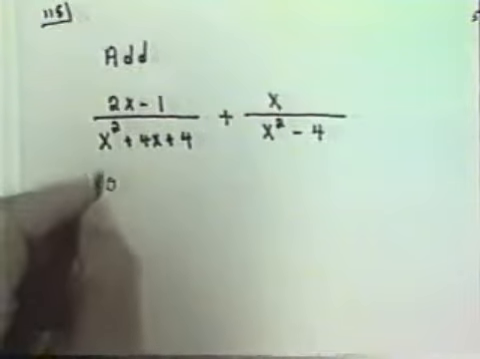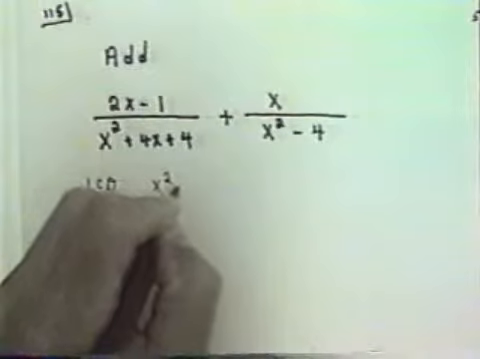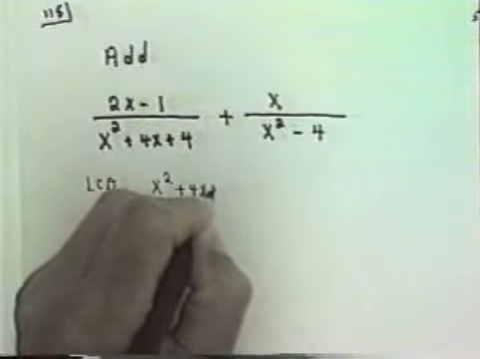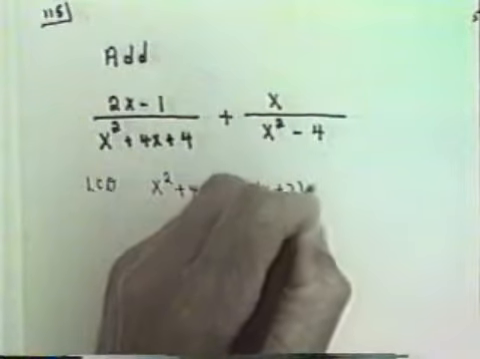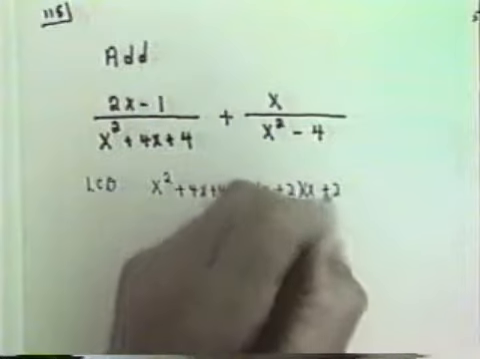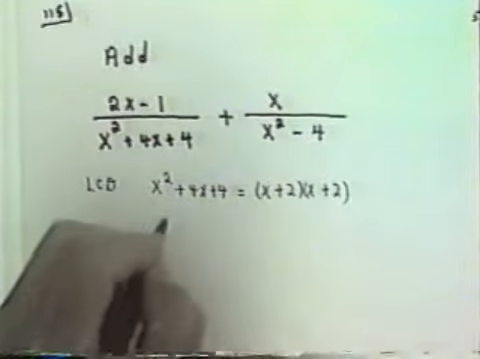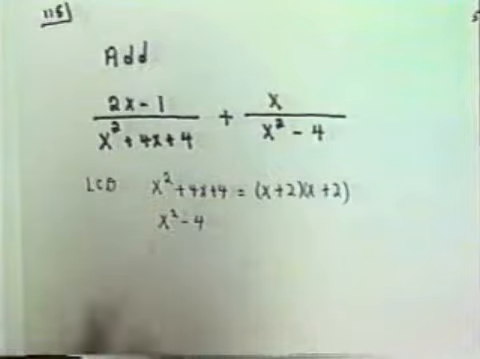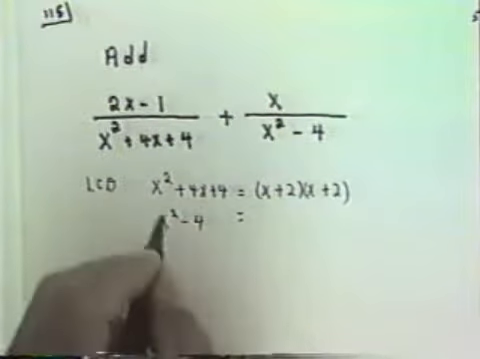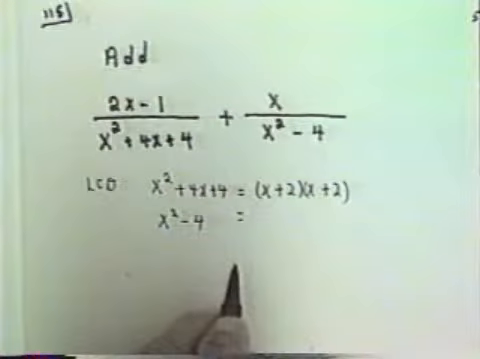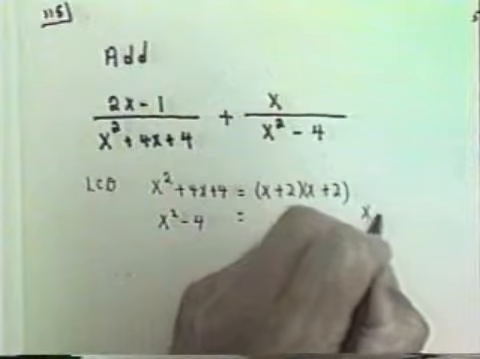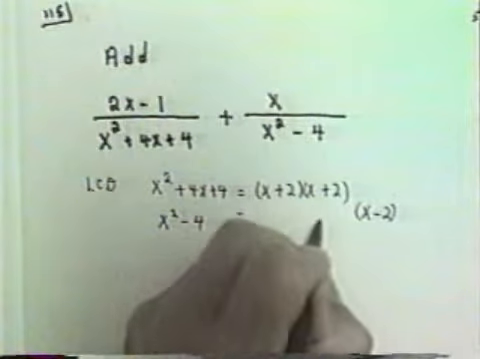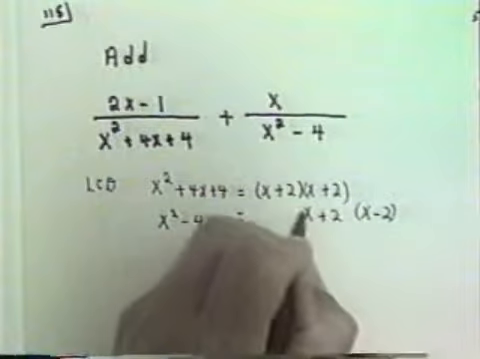So I'm going to factor x squared plus 4x plus 4 into x plus 2 times x plus 2. Now I need to factor x squared minus 4. X squared minus 4 is the difference of two squares. I know the difference of two squares is x minus 2 times x plus 2. I do not have anywhere to put the x minus 2, so I'm going to put it out here. But I can line up one of the x plus 2's with one of the other.